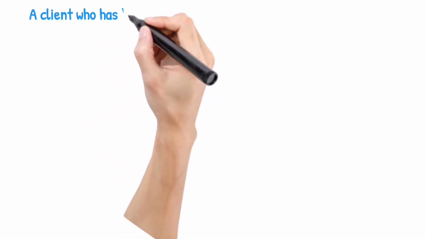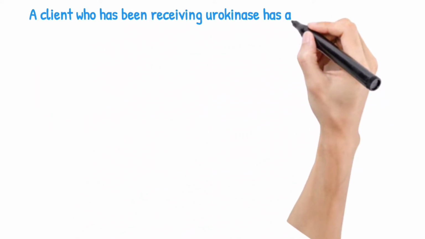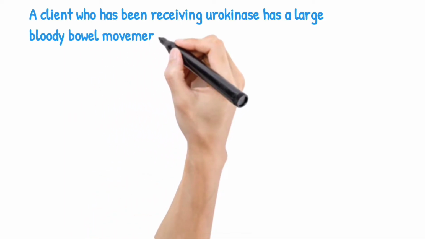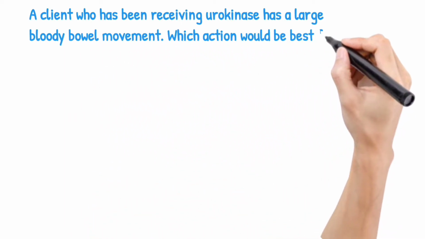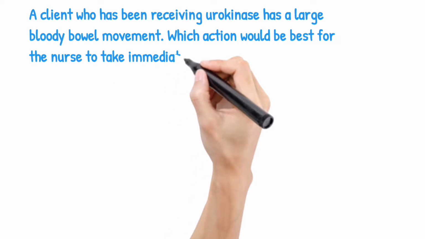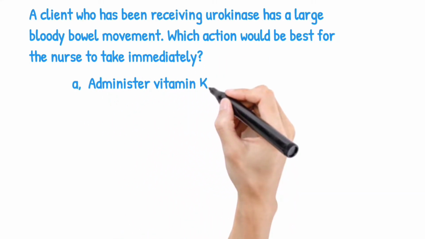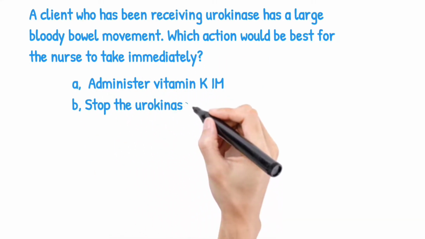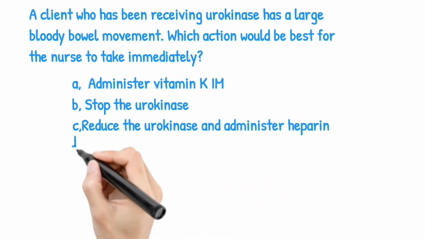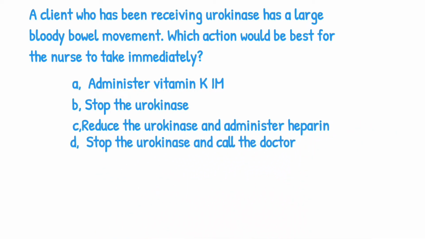The client who has been receiving urokinase has a large bloody bowel movement. Which action would be best for the nurse to take immediately? The options are A. Administer vitamin K IM, B. Stop the urokinase, C. Reduce the urokinase and administer heparin, D. Stop the urokinase and call the doctor. The answer is option D. Stop the urokinase and call the doctor.